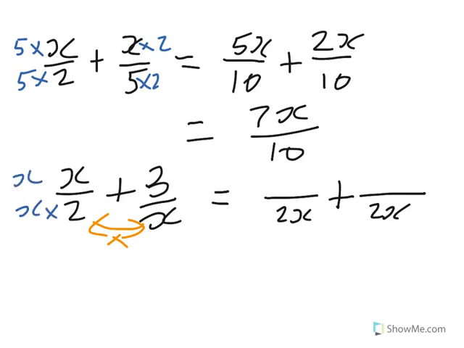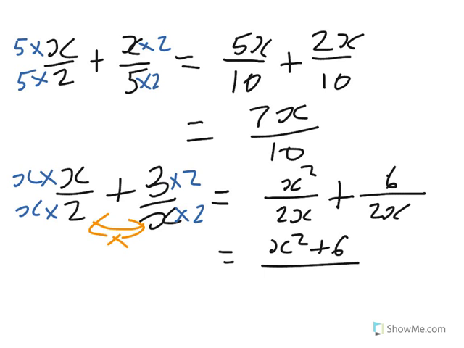So the one on the left, you have to multiply top and bottom by x, and the one on the right, top and bottom by 2. So we have x squared over 2x plus 6 over 2x, and so that would then be x squared plus 6 over 2x. Okay, so there's a couple of addition ones, and subtraction, same thing. We need a common denominator.